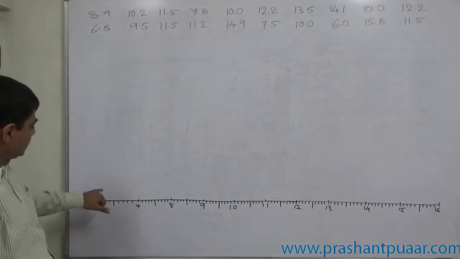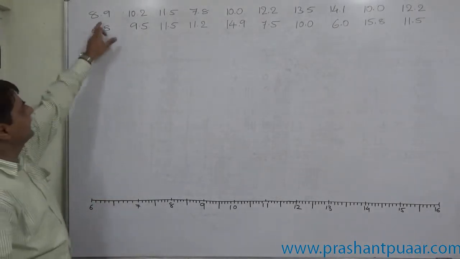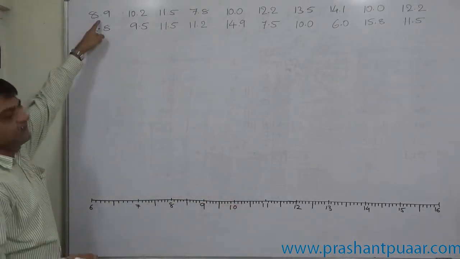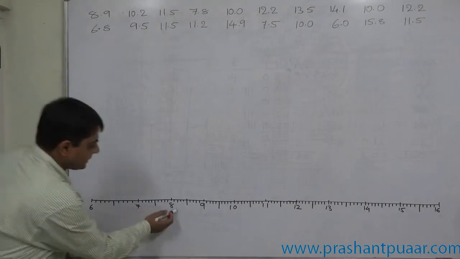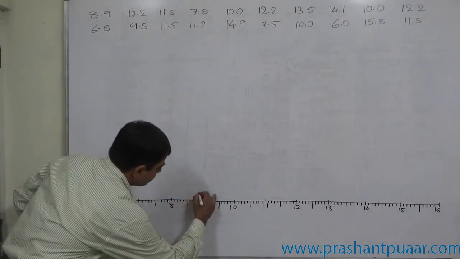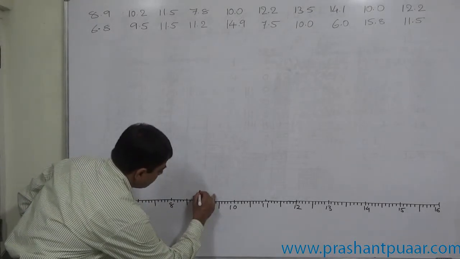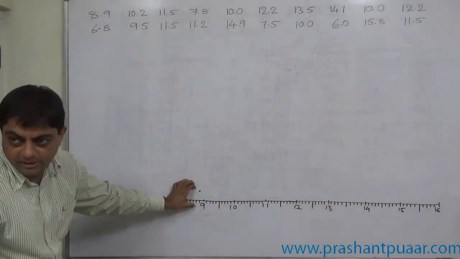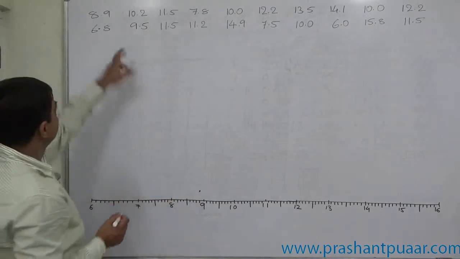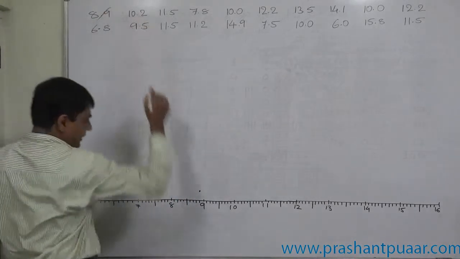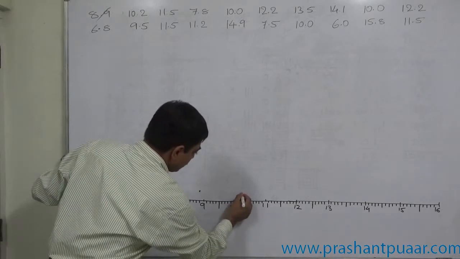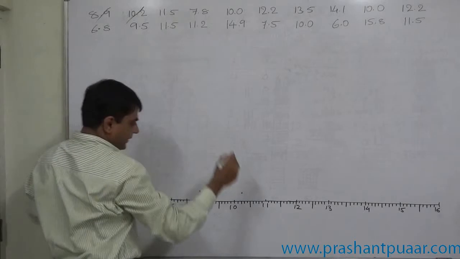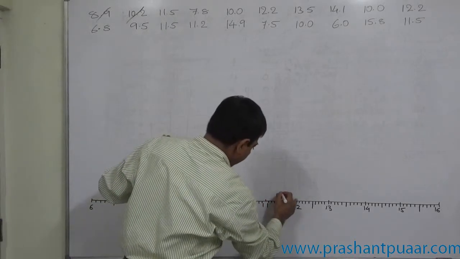Now just use a dot to indicate each and every value on this chart. Say first is 8.9. So 8.9 comes here. We can use the mark of centimeter for this purpose on the graph paper. Next is 10.2. 10.2.